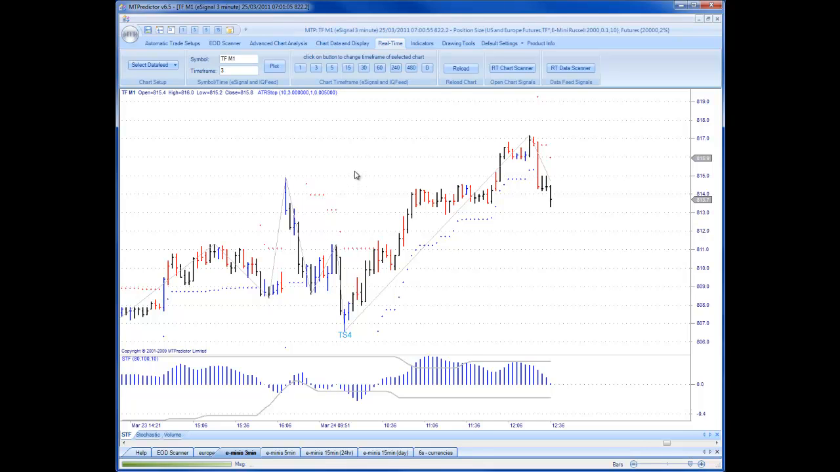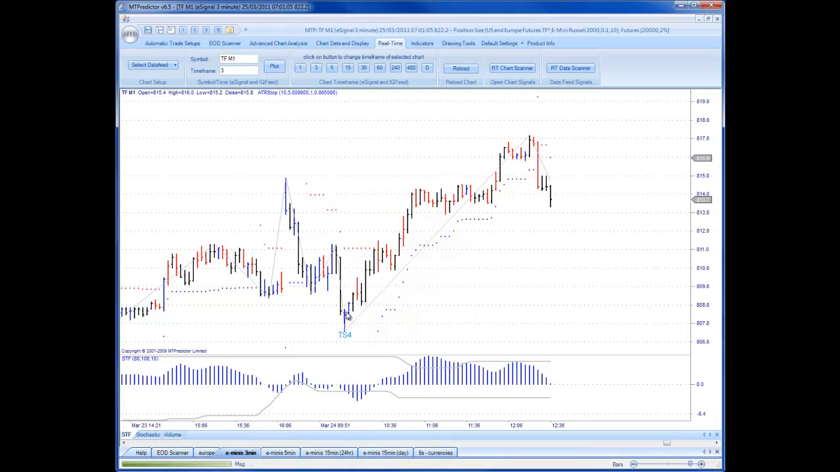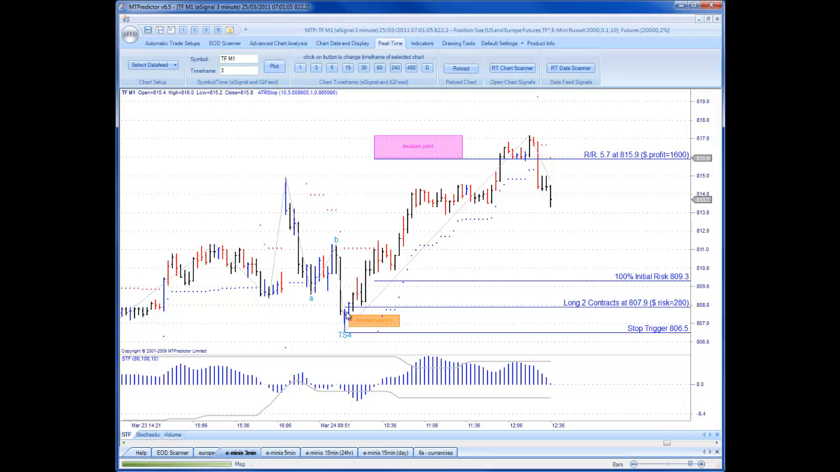So let's put the analysis on. Right mouse click, select automatic setups, click on the color reversal bar, and as you can see, that actually nailed the low. In fact, that was the very low of the day. So there you go, we're long from the low of the day, and the market went up to the target really, really nicely.